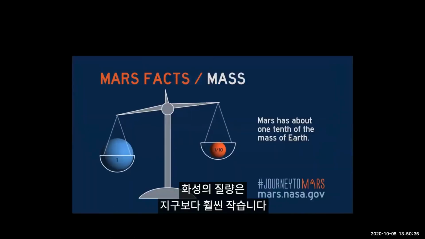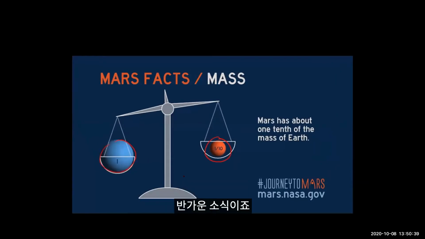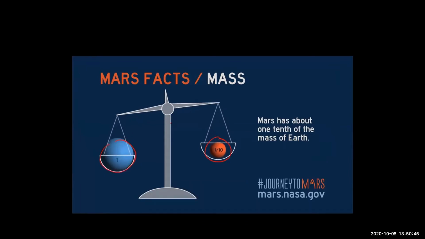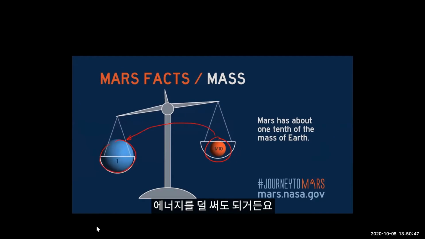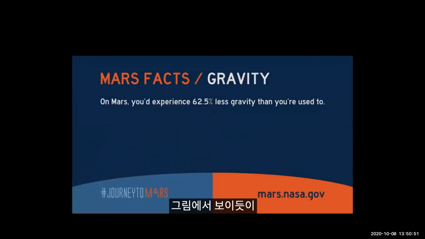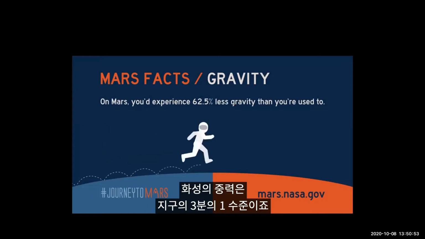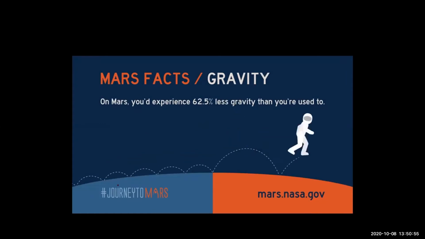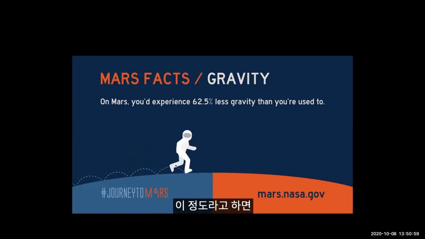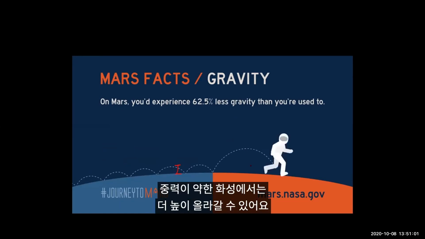Mars' mass is way less than Earth's, which is good news because with less attractive force, when you return home from Mars, we expect to use less energy. Mars gravity is about 1/3 of Earth's. So if you jump on Earth, you get this much height. But on Mars, you will jump higher because of less gravity.